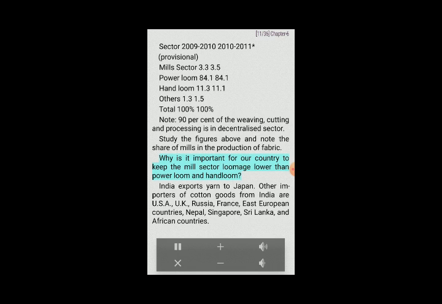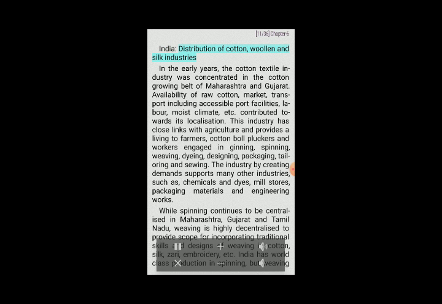Why is it important for our country to keep the mill sector loomage lower than power loom and hand loom? India exports yarn to Japan. Other importers of cotton goods from India are USA, UK, Russia, France, East European countries, Nepal, Singapore, Sri Lanka, and African countries.